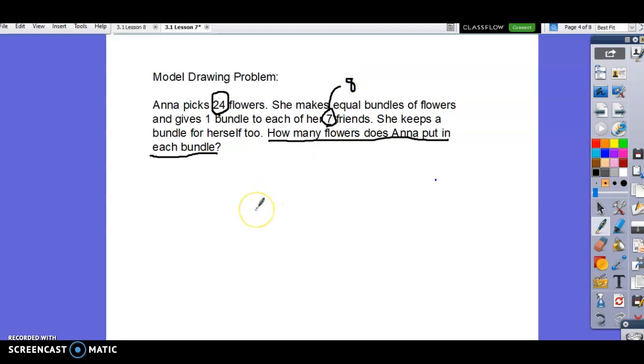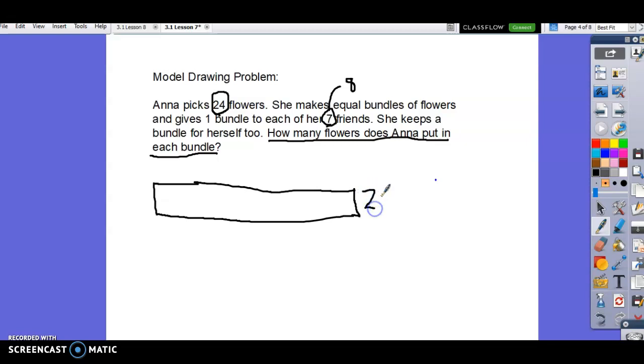Okay? So now we're going to draw this, and we're going to represent this, okay? So I'm going to draw a unit bar to represent all of the flowers, okay? And my whole, or all of my flowers are 24, okay? Then I'm going to make 8 bundles.